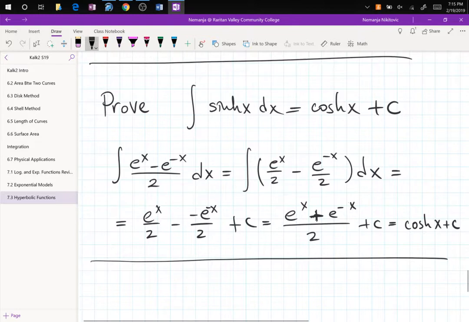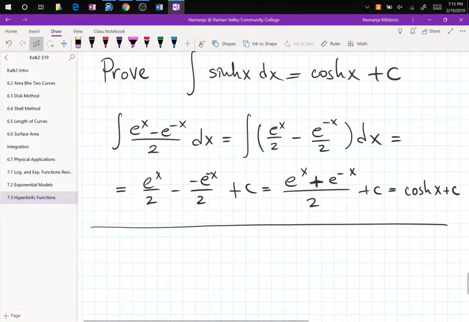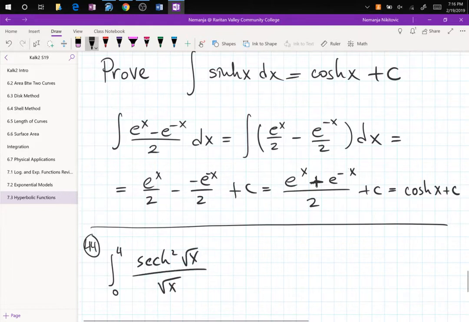How about some serious integration? Problems 37 through 56. Let's start on an easier side. Problem 44. So integral 0 to 4 of secant hyperbolic squared square root of x divided by square root of x dx. This one should be obvious.